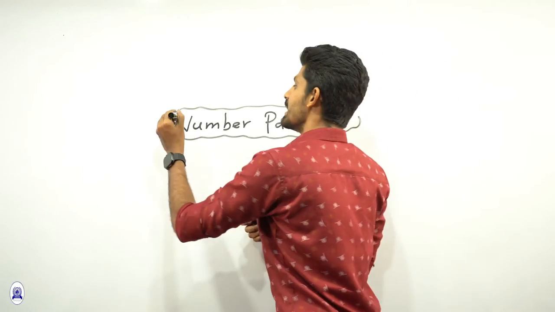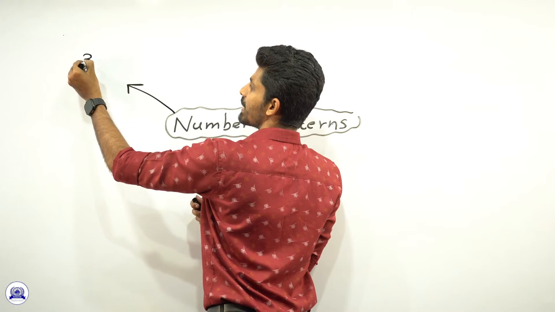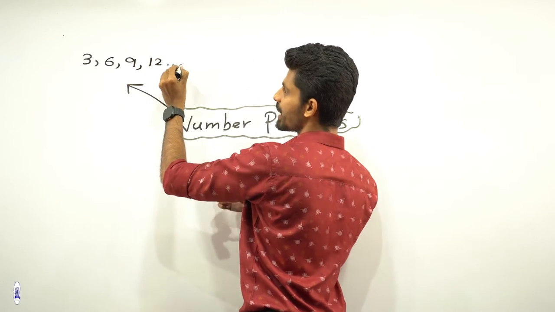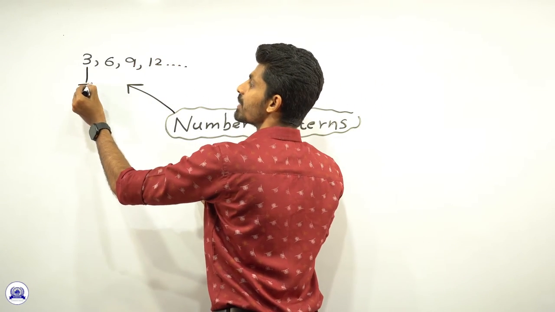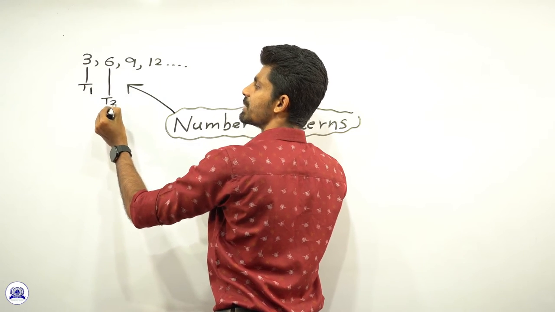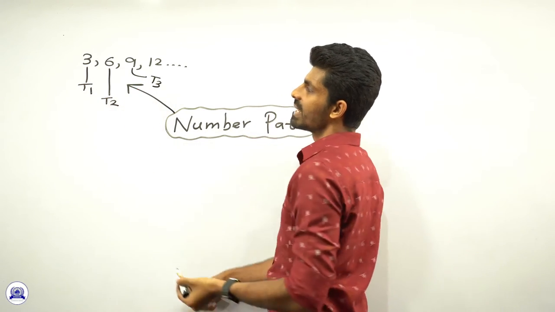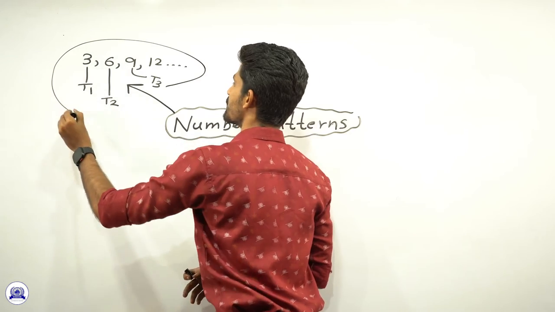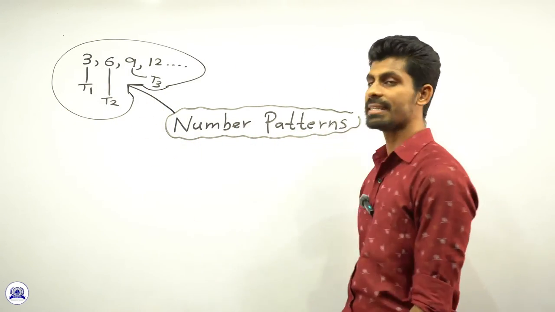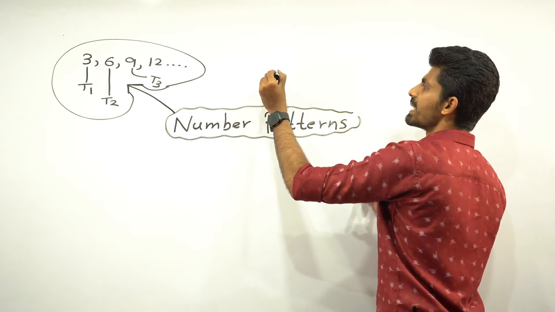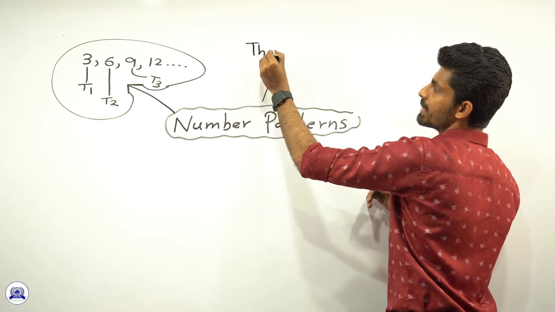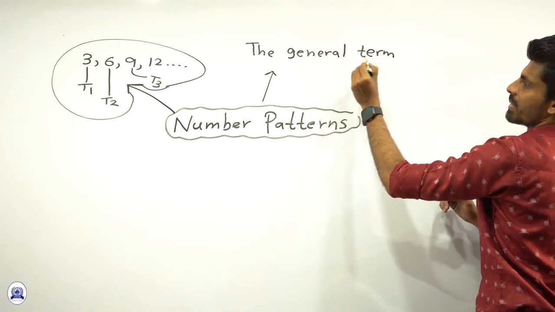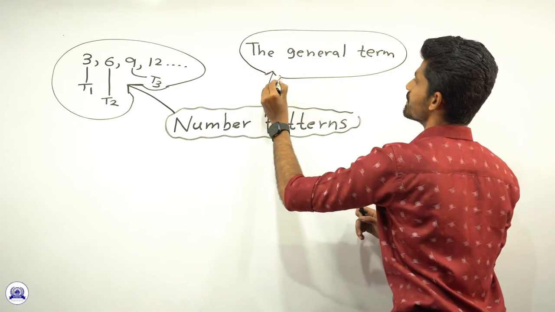Number patterns. In the number pattern, have you remembered the first one? We already learned 3, 6, 9, 12. So this is the pattern. This one equals T1, this one equals T2, this one equals T3. That means first term, second term, third term. Then after, we learned how to implement the general term.